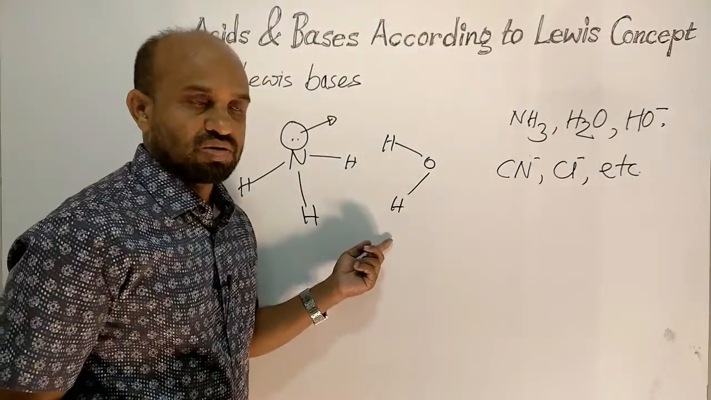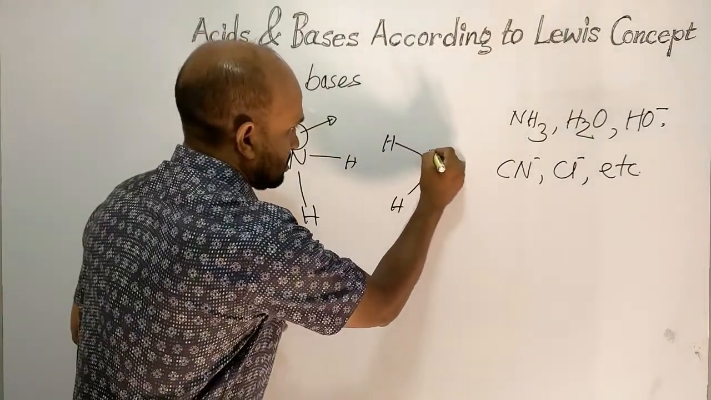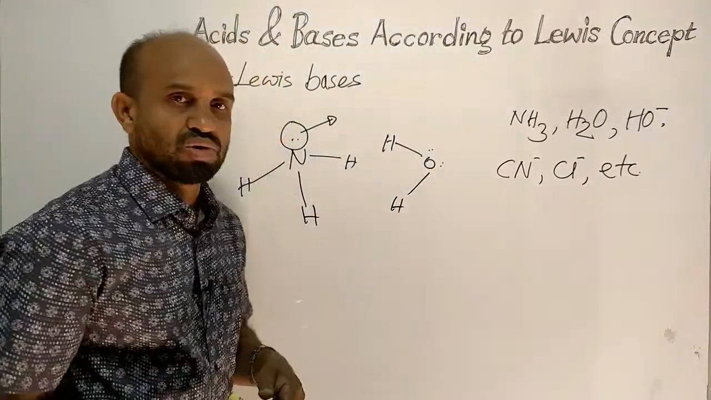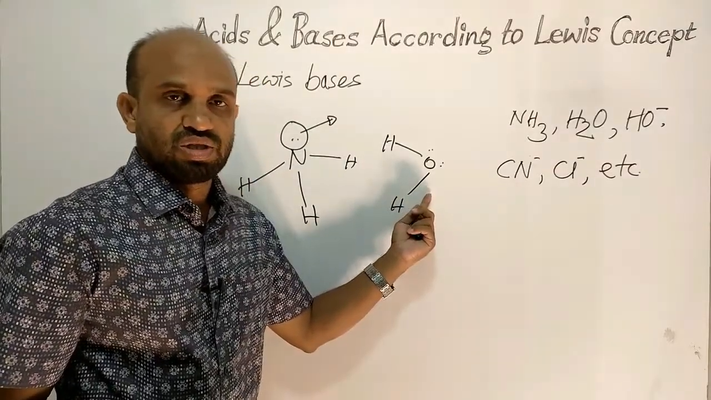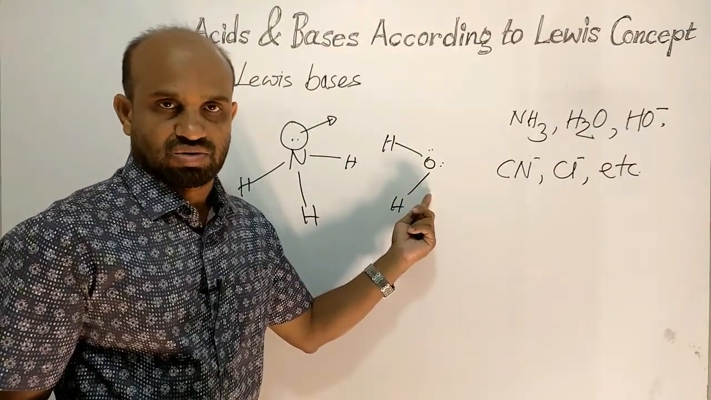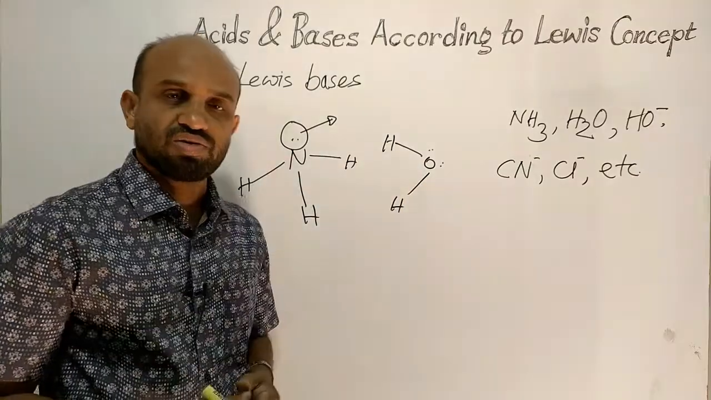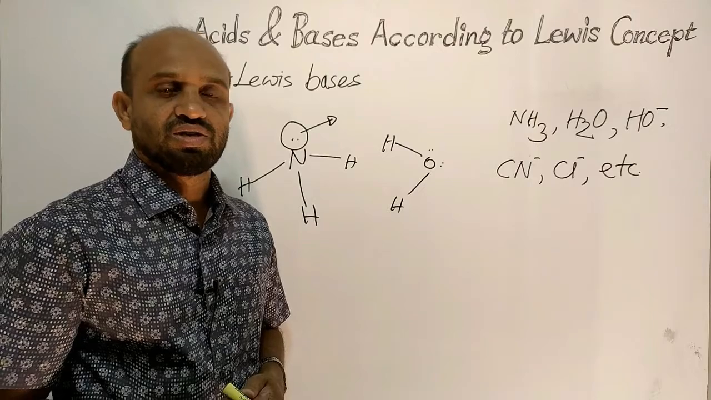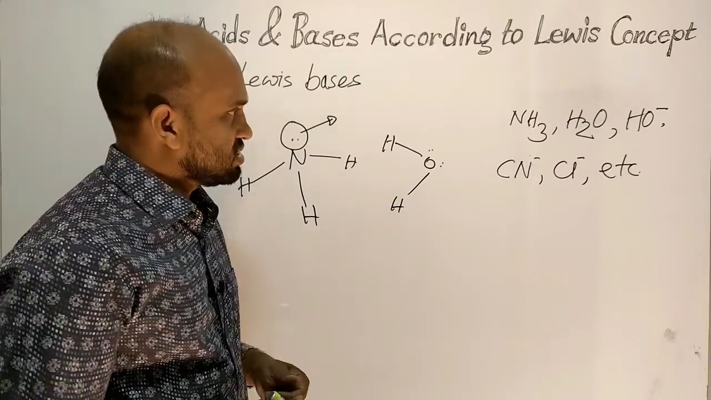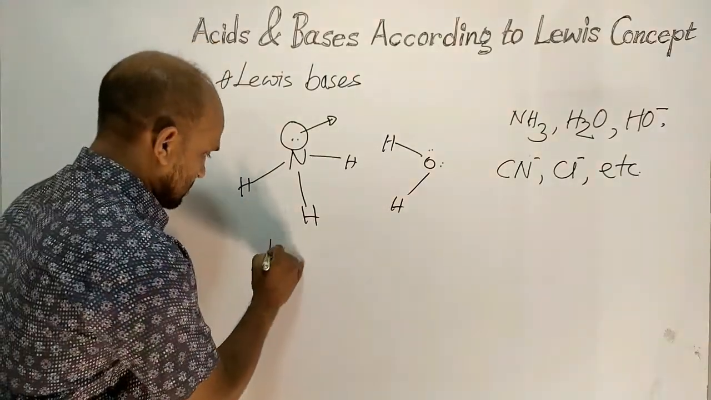In water, over oxygen there are 2 lone pairs of electrons. This is also with excess electrons. That means water can donate one pair of electrons towards Lewis acids. Let's see another compound, hydroxide ion.